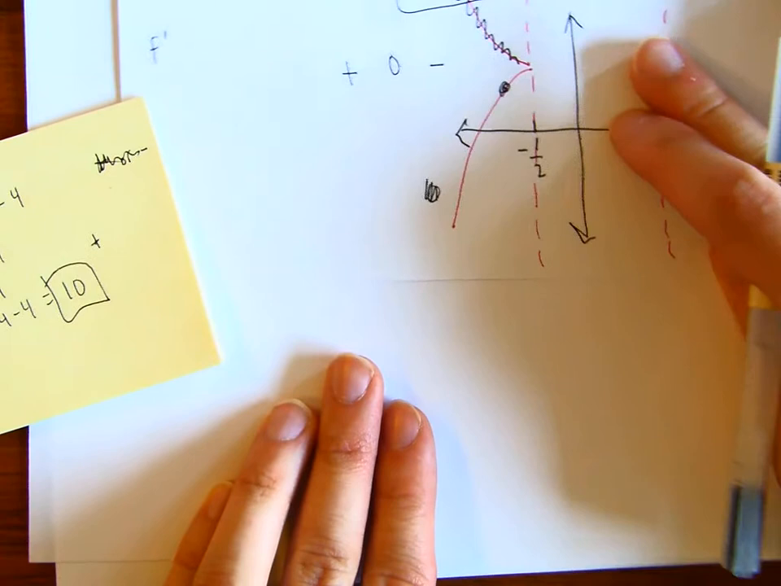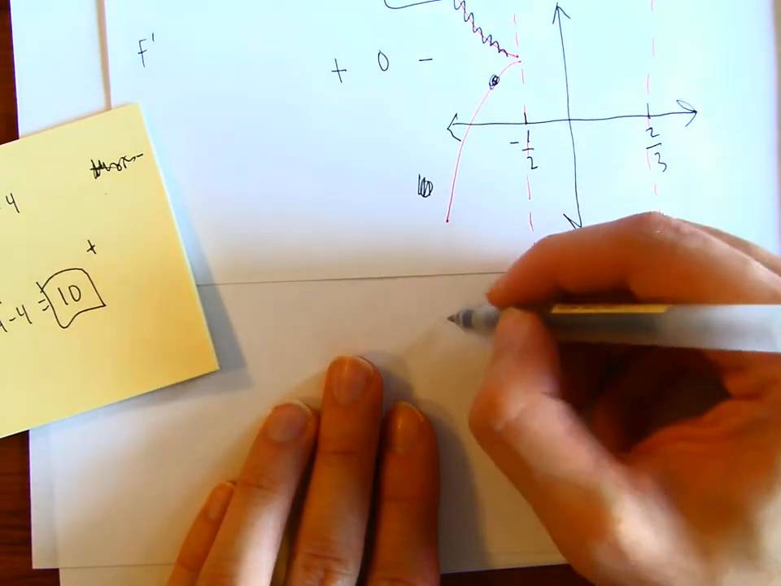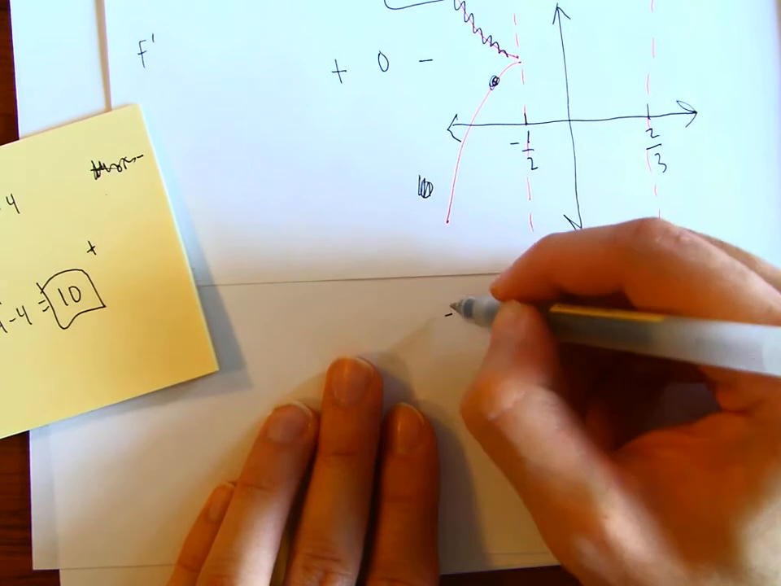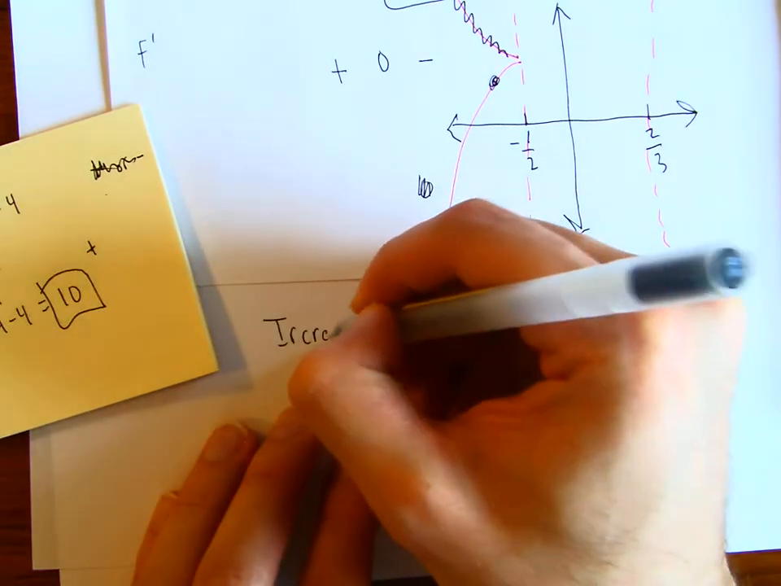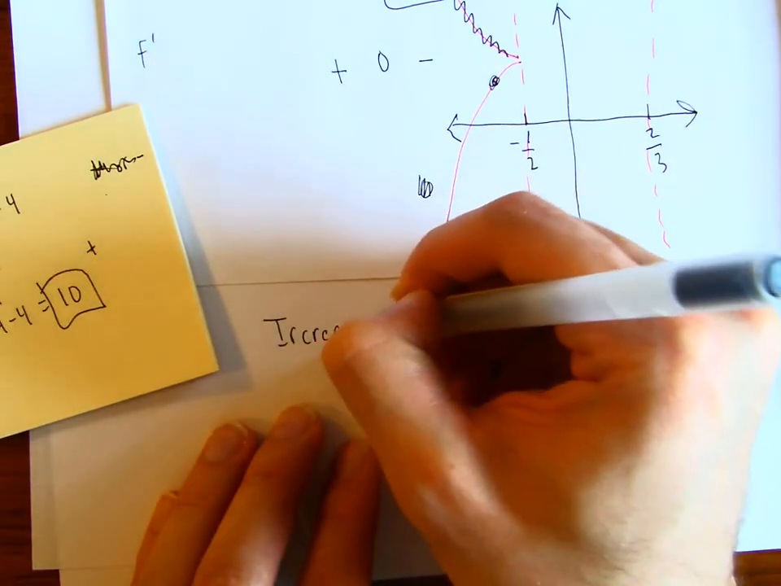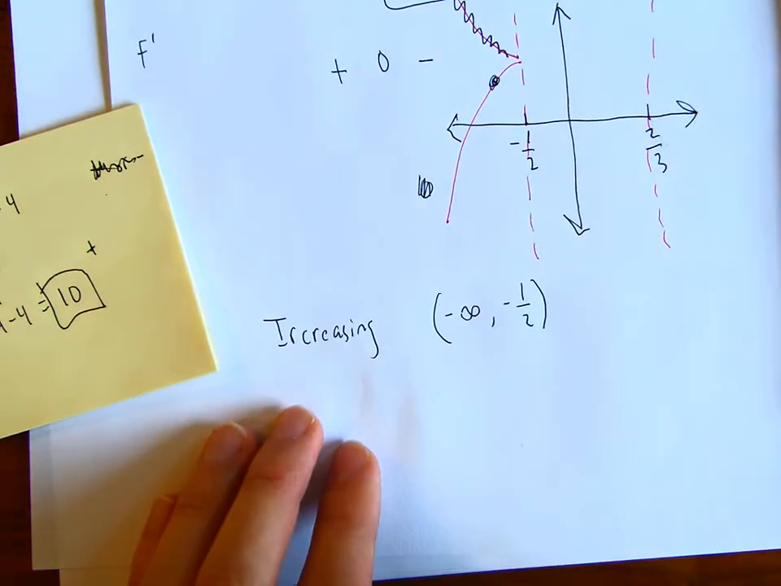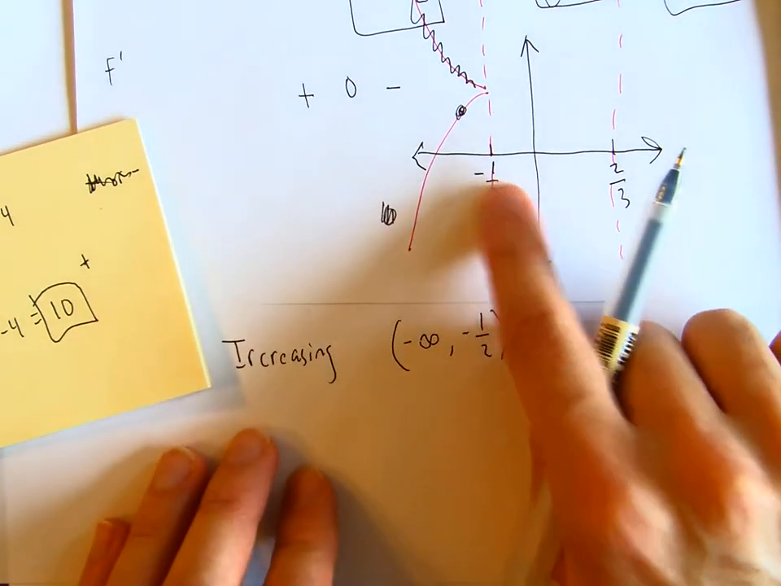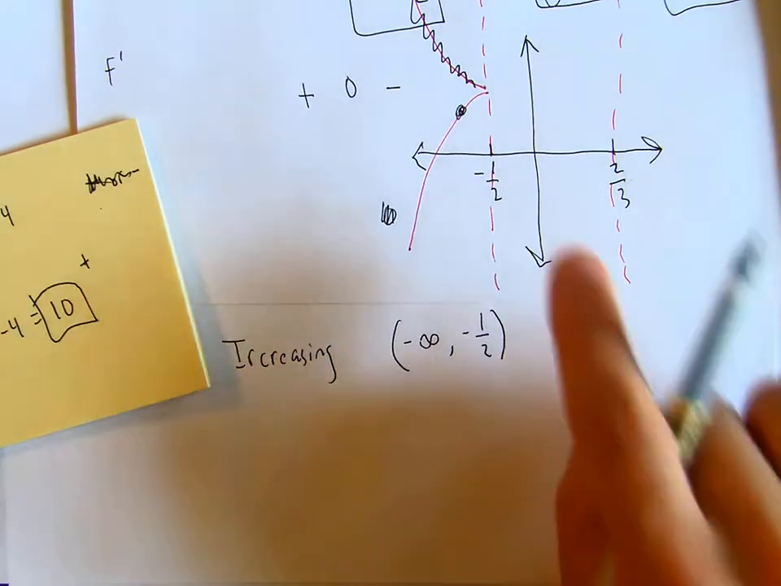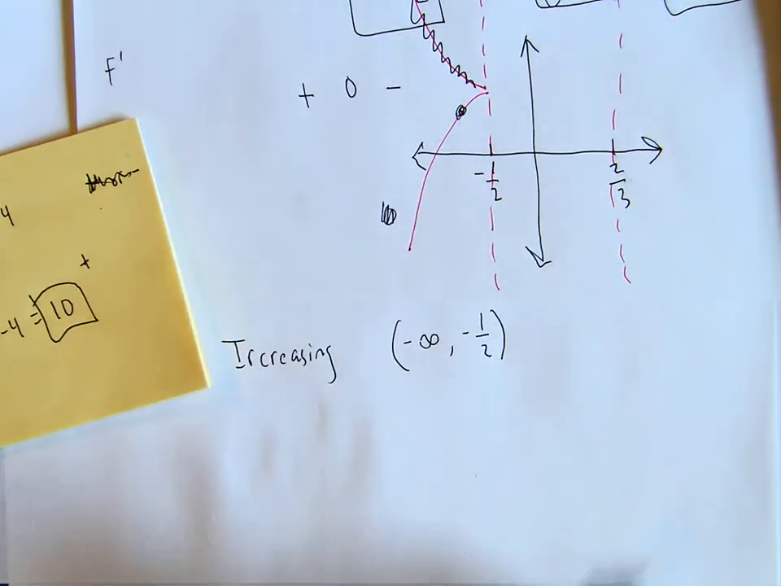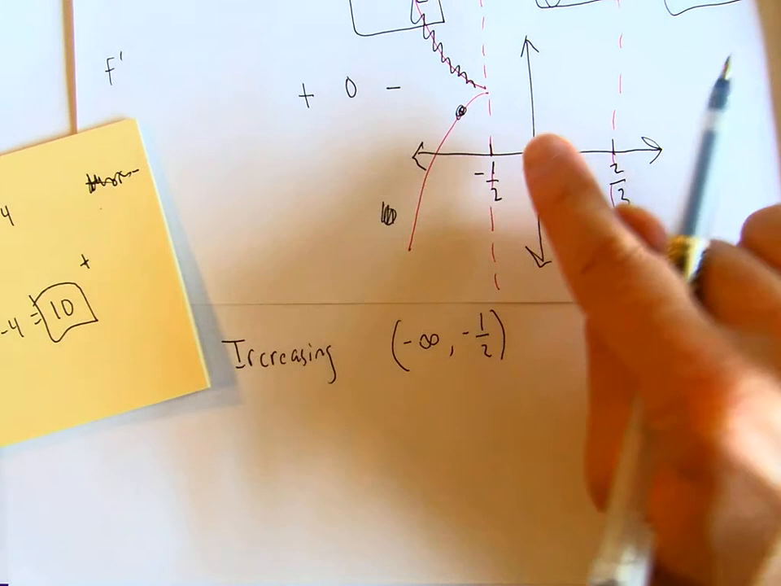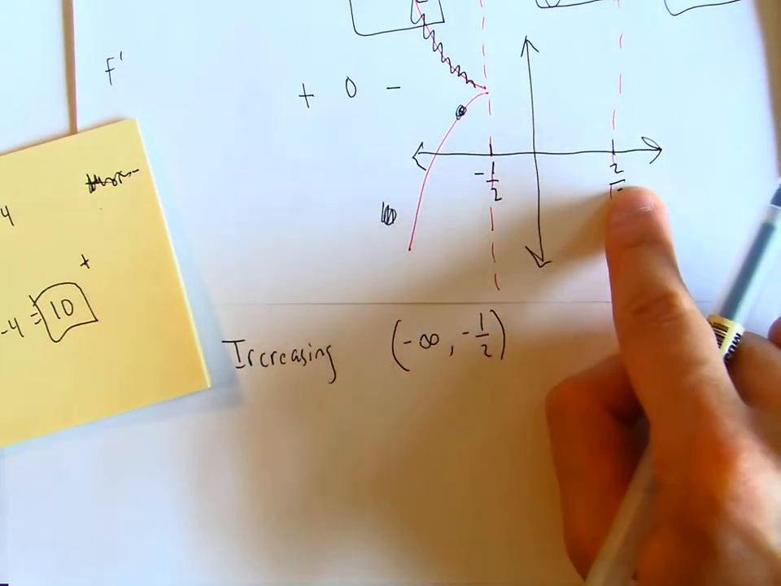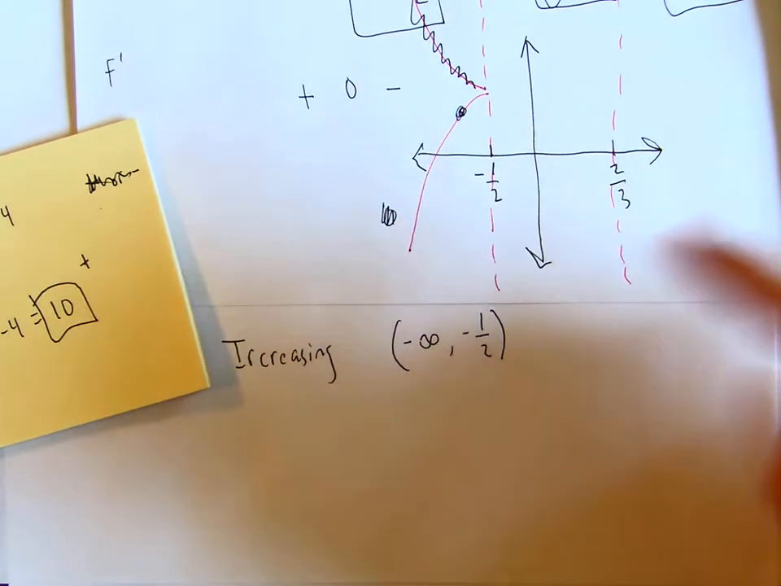So what can I say? I could say that from negative infinity to negative a half, the graph has to be increasing. So increasing from negative infinity to negative a half. Now the next question we have to ask is, what about between negative a half and 2/3? Is the graph increasing or decreasing? And all we need to do is plug in any x value between negative a half and 2/3 to see if it's increasing or decreasing.